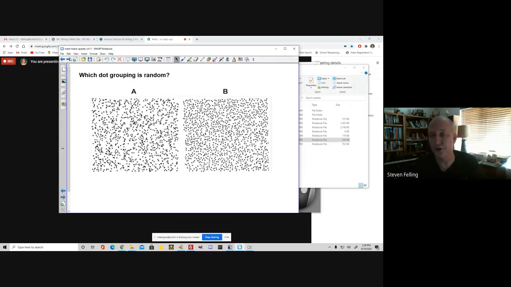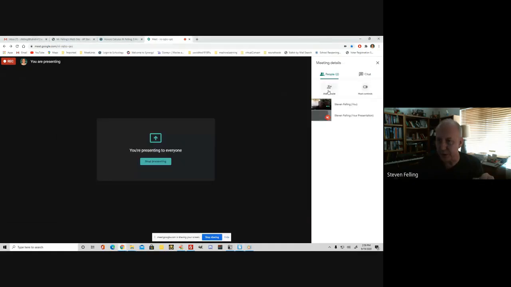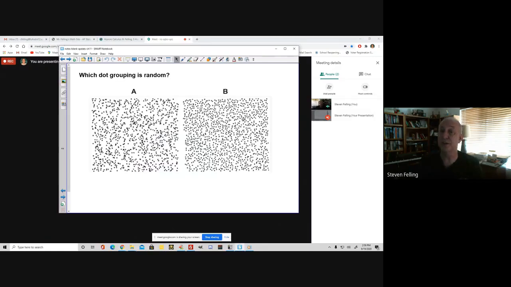Okay, so here's another example of why we don't want to trust our human intuition. If you show these two pictures to people, then which one would you say is random? Most people pick B because the dots are spread out, but actually that's incorrect. This is not the most random one. This is truly random. This is generated by a random process.